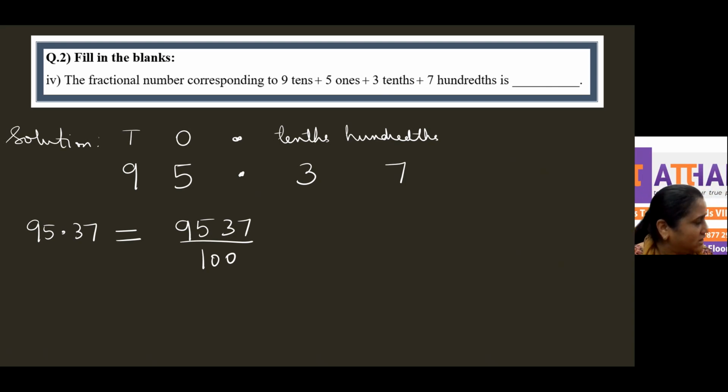100 you can divide by 2 and 5. Correct. But the numerator is not divisible by 2 and 5. So that means you cannot simplify it further. That's all. This is only the simplest form. All right. This is the answer, right?